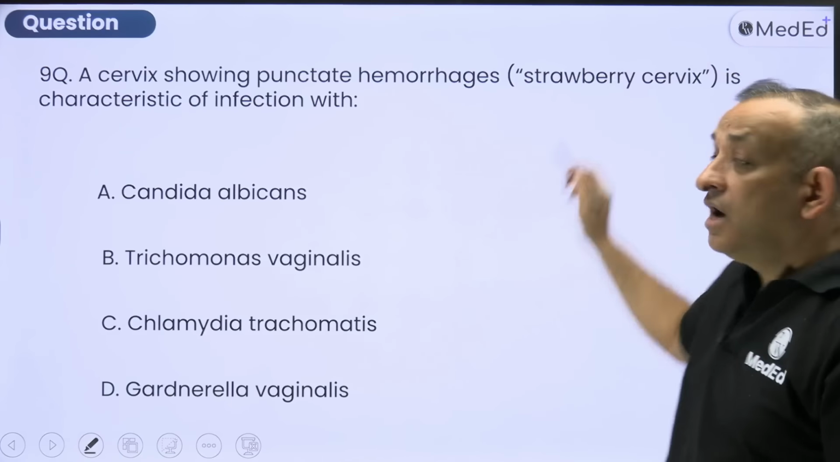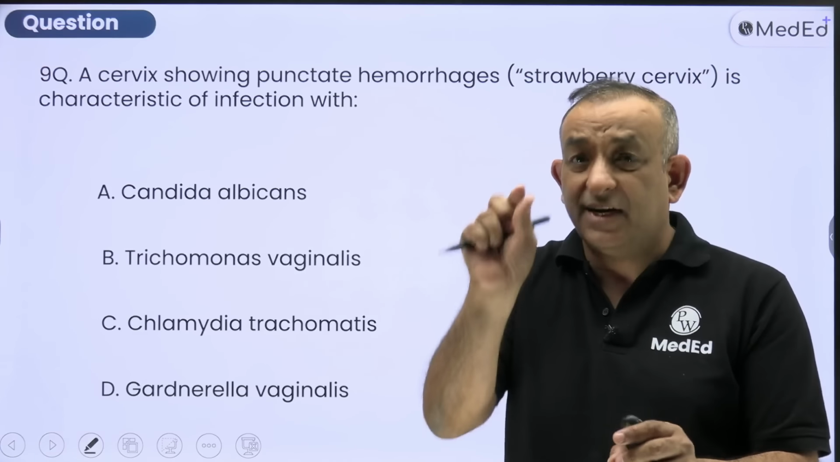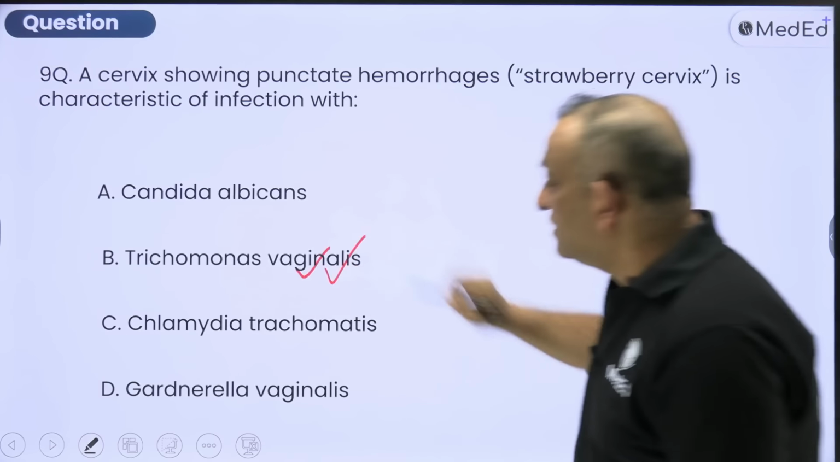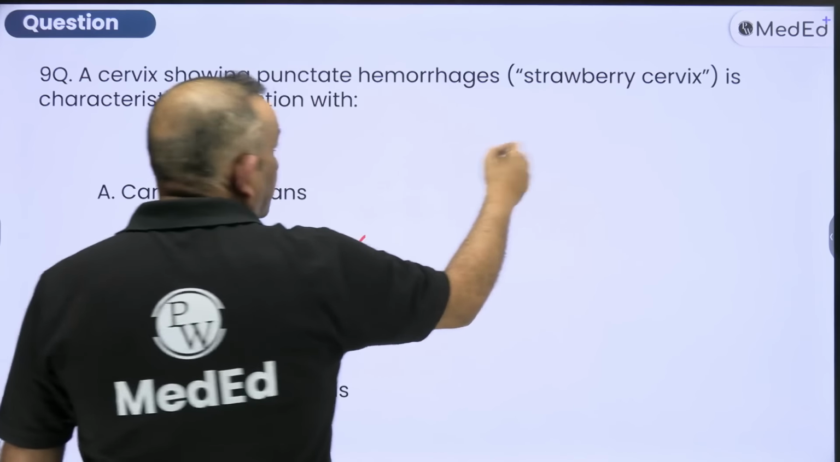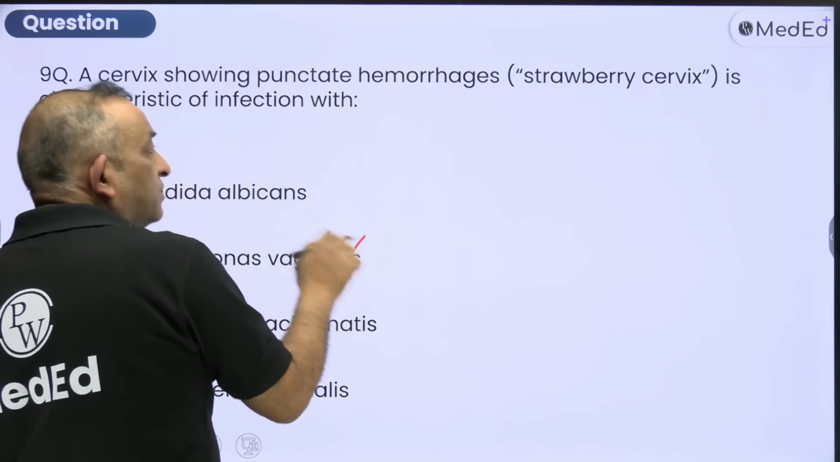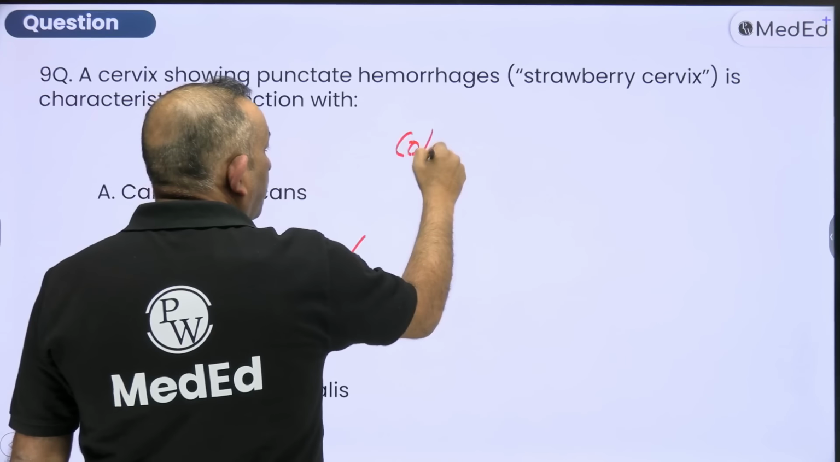Strawberry cervix or strawberry vagina, both are strawberry color. All right, please, strawberry type, red macules. So it is trichomonas, that is the answer. And the strawberry cervix, strawberry vagina, it is because there is intense inflammation because of trichomoniasis. It causes inflammation of the vagina. We call it colpitis.